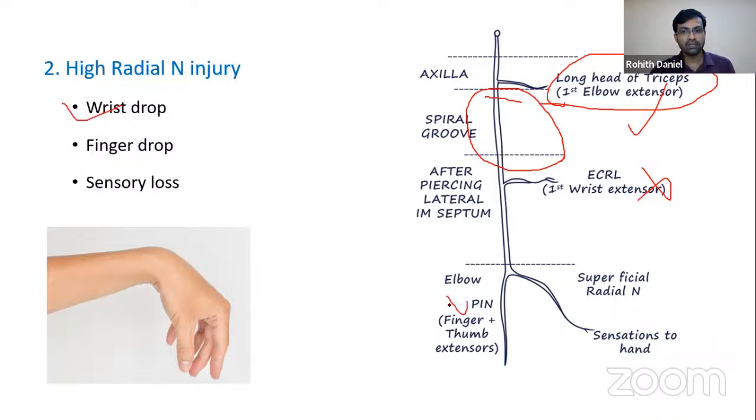And obviously the posterior interosseous nerve and the superficial radial nerve will be lost. So this patient will present to you with finger drop as well as sensory loss. So in high radial nerve palsy, you will have wrist drop, finger drop, and sensory loss. Understood? Okay.